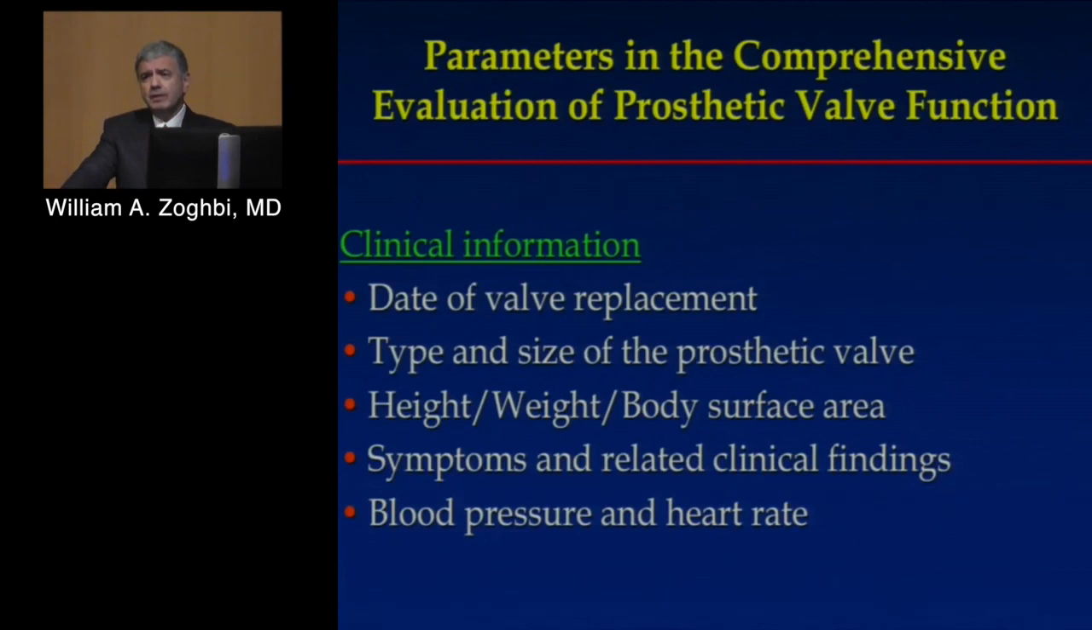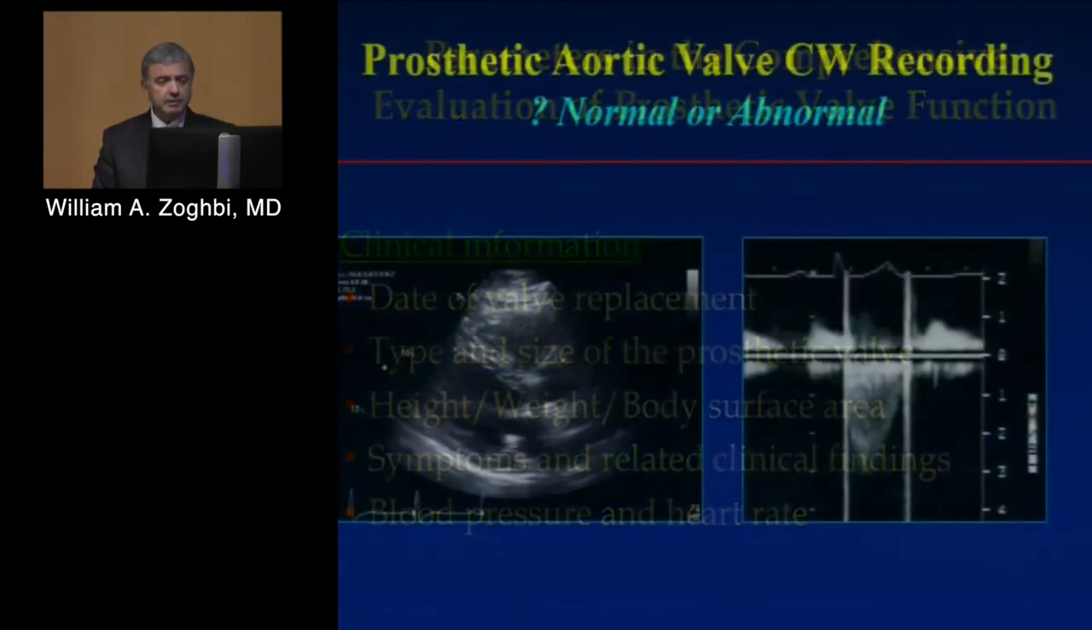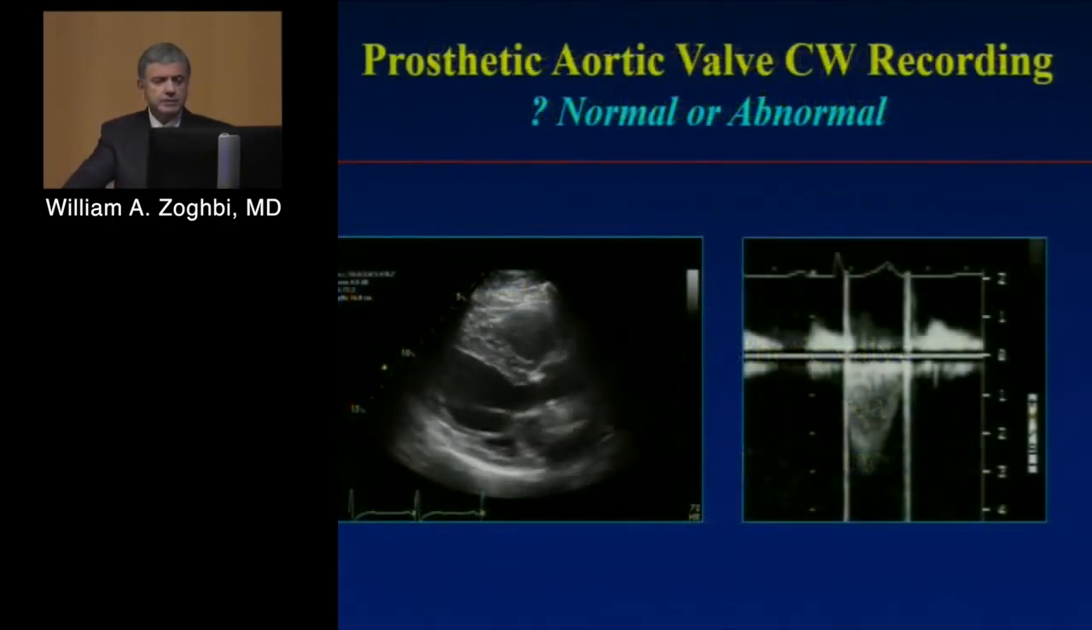The beauty, number one, is that patients carry these cards with them, so you would know what the size of the prosthesis is. And two, nowadays, electronic reporting of echo reports should carry that information from one study to another for that particular patient, so you don't have to ask for it all the time, and it would help in your overall evaluation. Certainly, body surface area would be important to normalize these structures. Symptoms, blood pressure and heart rate are always important, particularly for regurgitant lesions.